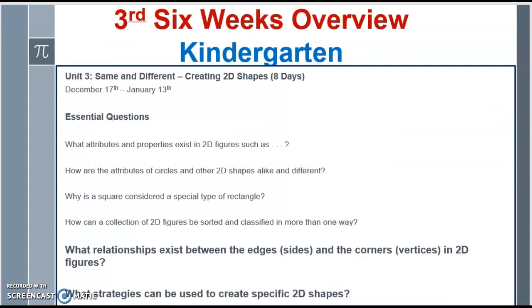So essential questions could be the same ones we had from the first section, but now we've added two. So what relationships exist between edges, which are sides, and corners, vertices in 2D figures? And then what strategies can be used to create those specific 2D shapes?